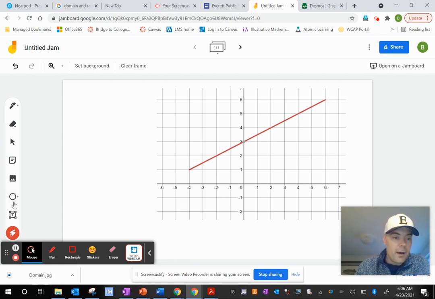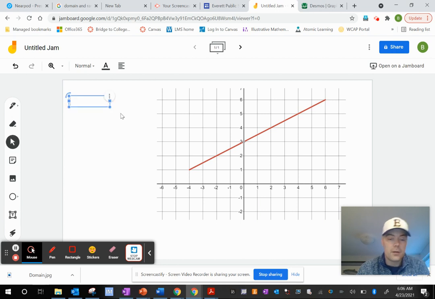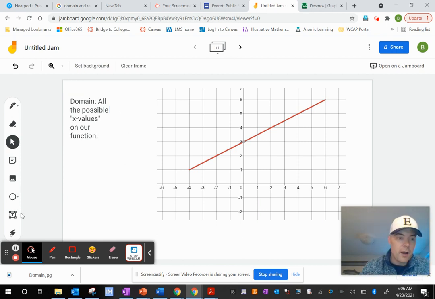So I'm going to write that in really quick. Domain, all the possible x values on our function or graph, however you want to say it, okay? So if we were to draw a picture of that, we would say the function starts right here, right? This is the very first point on our graph, and it ends right here.